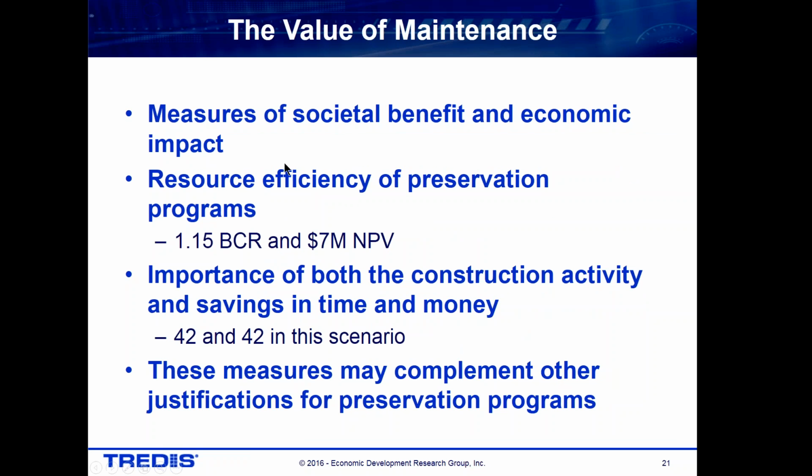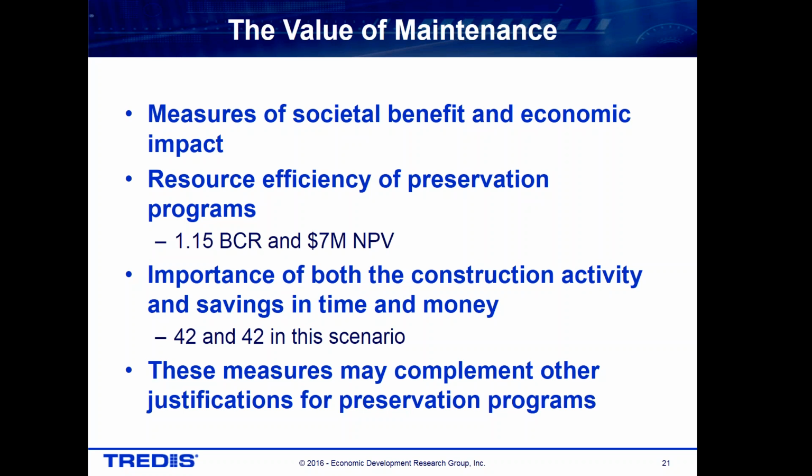And so just to review a little bit how we can see the value of a maintenance program or a more major capital preservation program in TREDIS by looking at measures of social benefit and economic impact. TREDIS provides a variety of measures at different levels that can be used to assess the efficiency of preservation programs. You can see in this project that we have a benefit cost ratio greater than 1 and $7 million in net present value.